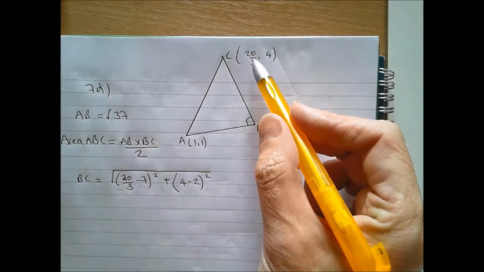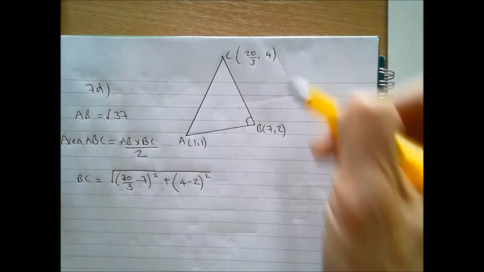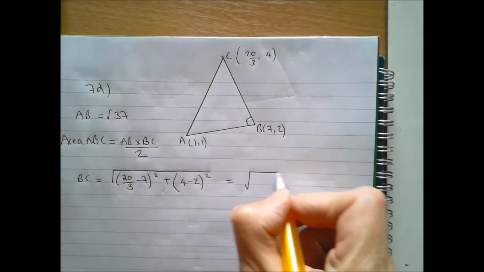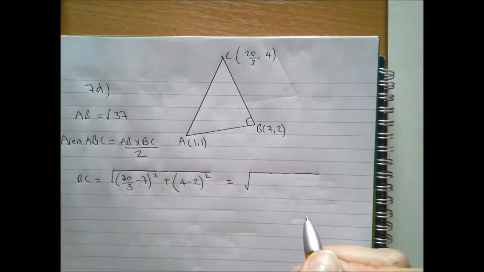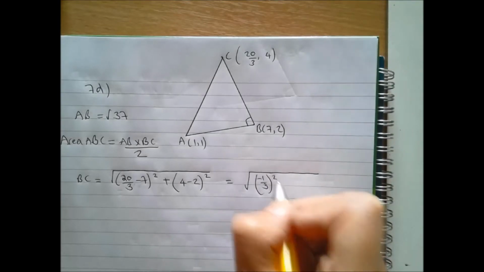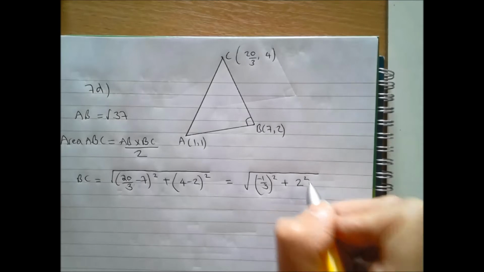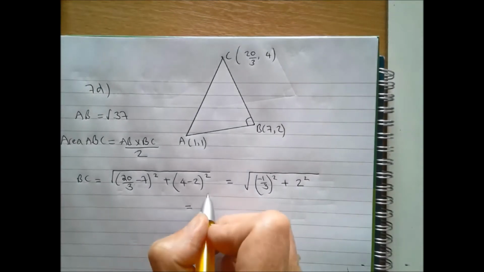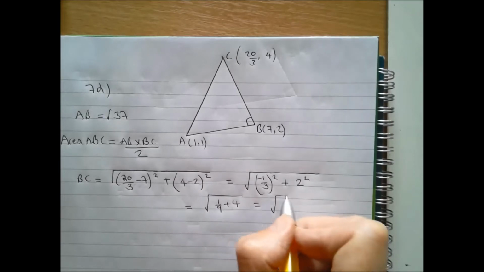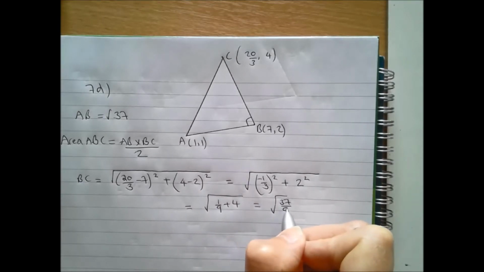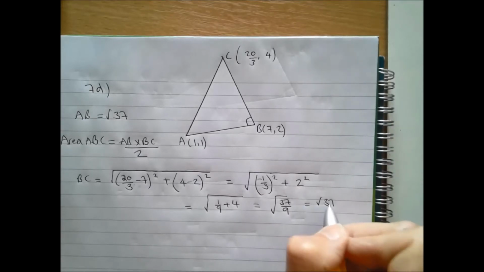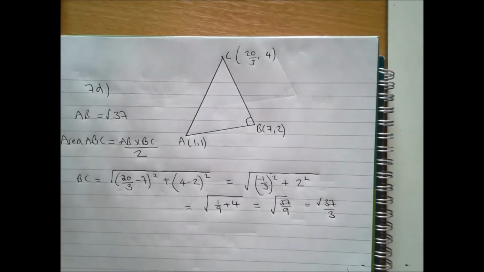Just be careful there that you do match the corresponding x's and y's. That's a pretty common mistake, to be honest. And then evaluate those pieces. So 20 over 3 take away 7 is minus a third. And 4 take 2, 2 squared. Simplify. And I got root of 37 over 9, which is equal to root 37 over 3. So that's the length of BC.